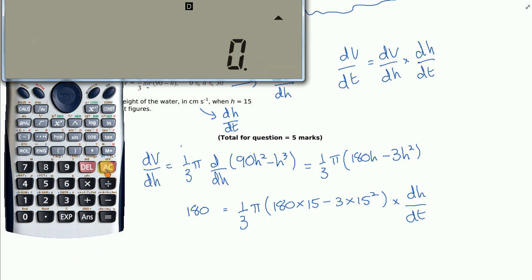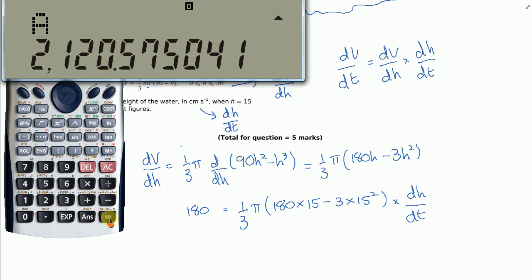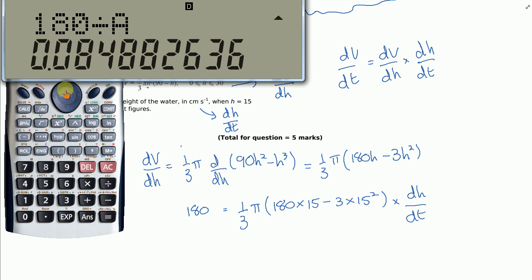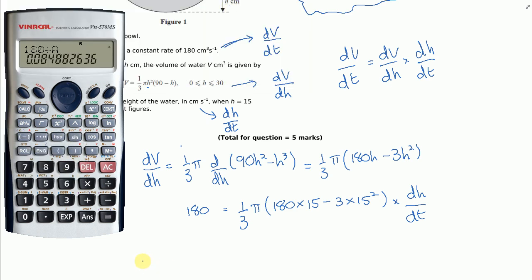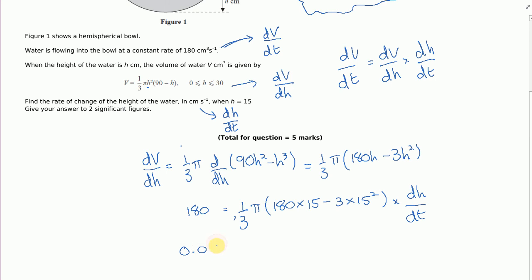It's worth storing answers like that because they have a habit of being reused. So if I pull up memory A, I can get my number back. To get dh/dt it's 180 divided by the value in A, and it gives me 0.08488. They asked for two significant figures, so this is approximately 0.085. The speed was in centimetres and the volumes were in centimetres cubed, so we've got centimetres per second.